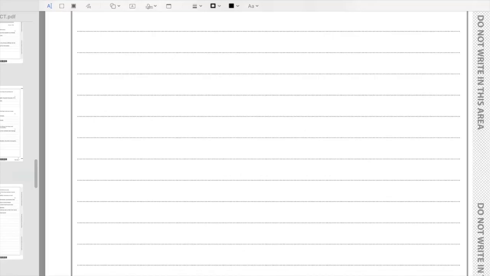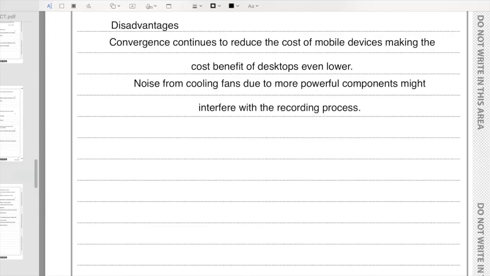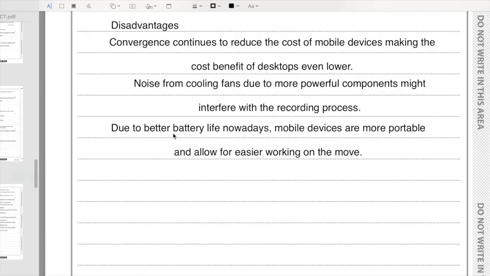Let's look at some disadvantages now. So here's a disadvantage. Convergence continues to reduce the cost of mobile devices, making the cost benefit of desktops even lower. Noise from cooling fans due to more powerful components might interfere with the recording process. So desktops will have, unless they have water cooling, liquid cooling, some quite powerful fans, and they make a noise and they're going to interfere with the recording process. You also have the disadvantage of desktops in that they're less portable. And due to better battery life nowadays, mobile devices are more portable and allow for easier working on the move.